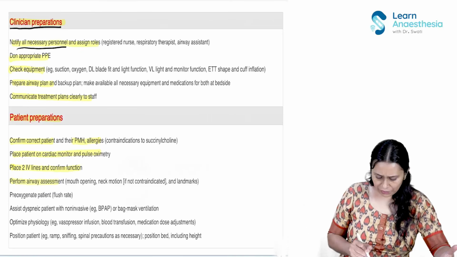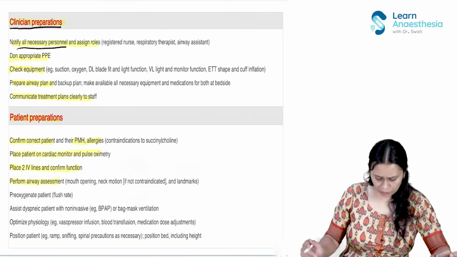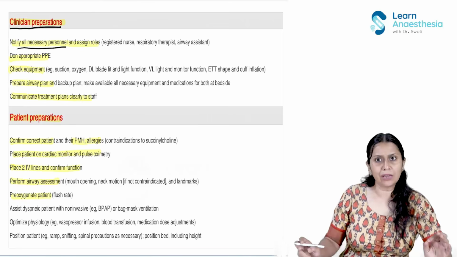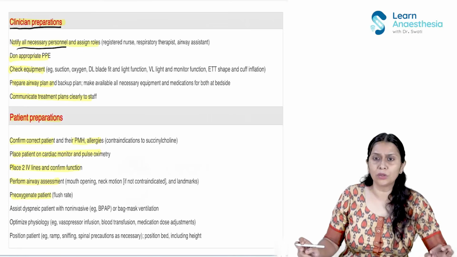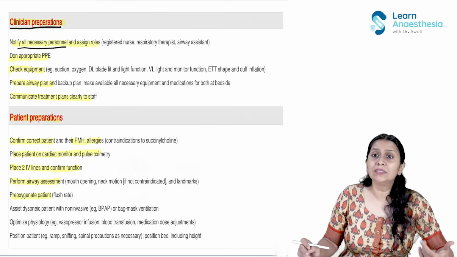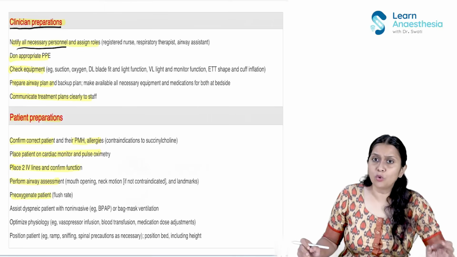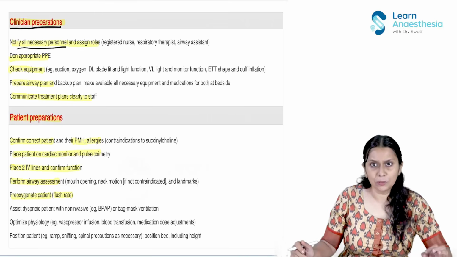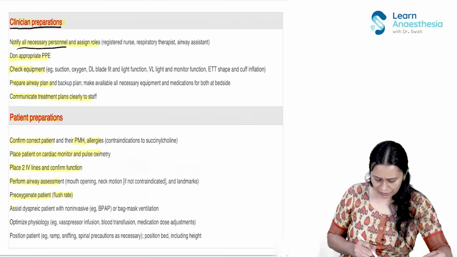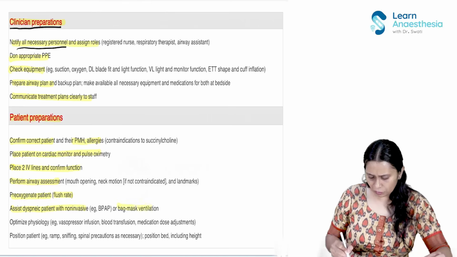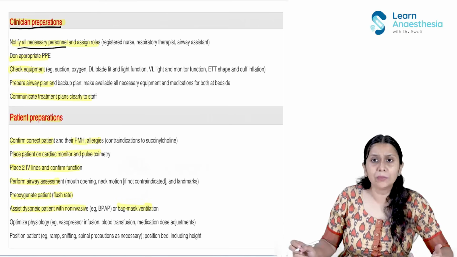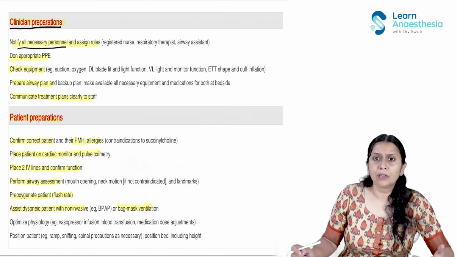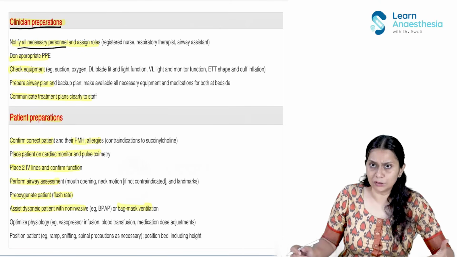Then perform an airway assessment as quickly as possible. Pre-oxygenate the patient. I said this is the most important technique for the success of RSI, that is robust pre-oxygenation. And the flush rate technique should be used, which I'll talk about. Then assist the dyspneic patient with non-invasive ventilation or bag valve mask. The patient may be breathing but unconscious, and may not have adequate breathing. So these patients should be assisted properly.